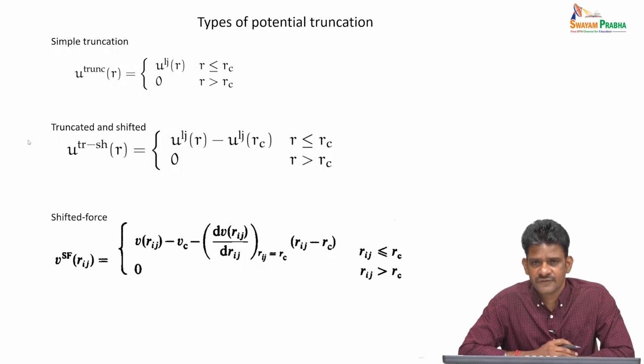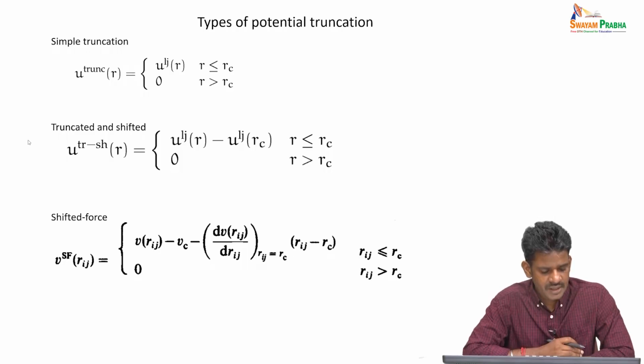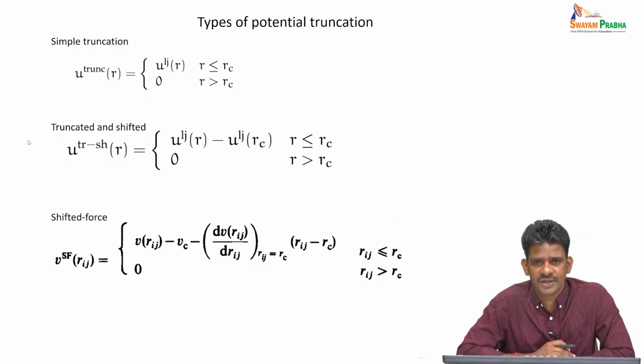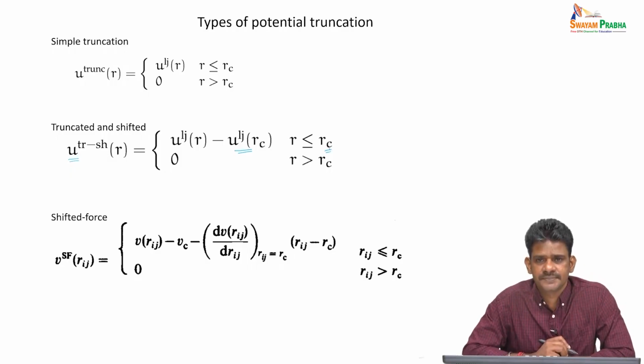There are three different kinds of truncation we saw. One is a simple truncation, that means you cut off the potential at some cutoff distance and then throw away the remaining part. The other one is truncated and shifted. So, we cut the potential and also shift it so that it goes to 0 at the cutoff value. This shifting ensures that the potential goes to 0 at r equal to RC.